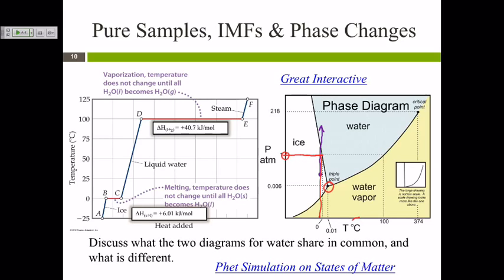What information does the graph on the left have that the one on the right doesn't? How much heat was added, how hard it is to overcome this barrier. The one on the left tells us how much energy is required to overcome that. The one on the right doesn't. It just tells us what temperature it happened at.